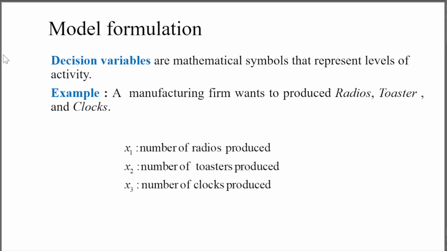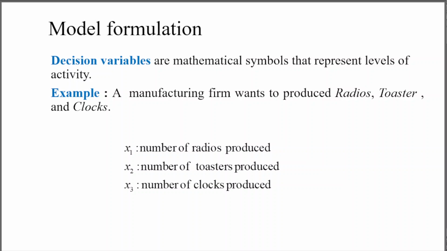So here is the construction of the different components used in a linear programming model. As I mentioned before, decision variables are the mathematical symbols that represent the level of activity. For example, a manufacturing firm wants to produce radios, toasters, and clocks. So the number of units produced can be a decision variable that is unknown, which is based on the market demand and their production capacity. Based on a number of other factors, they will decide how much of each product will be produced.